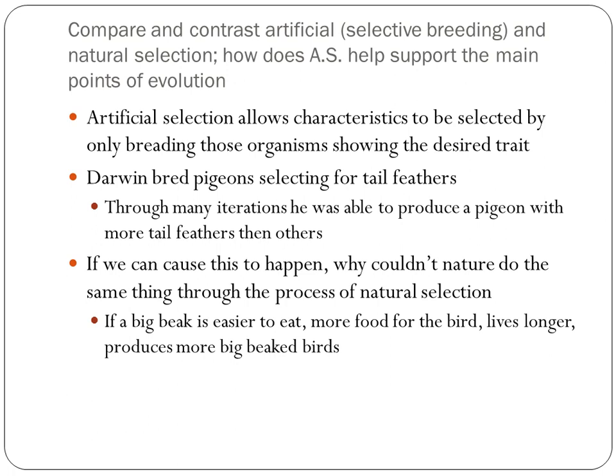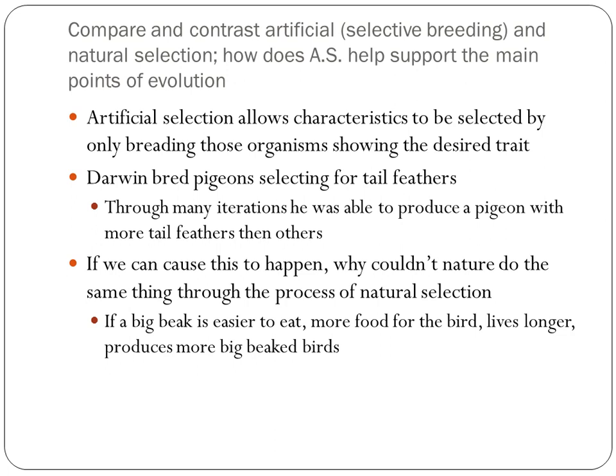So for example, if a big beak is easier to eat, that means the bird will get more food. And if the bird gets more food, odds are it's going to live longer. And if it lives longer, odds are it's going to have more babies, and that means it's going to produce probably more big-beaked birds. And gradually over time, we see that the big-beaked bird becomes more prevalent than the smaller beaked bird because it's able to get more food.